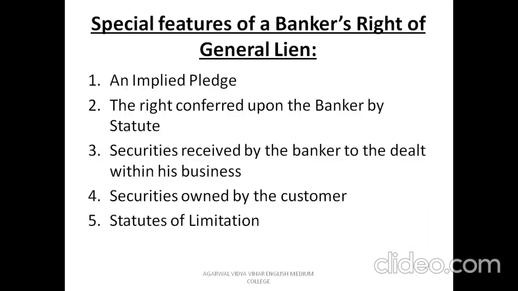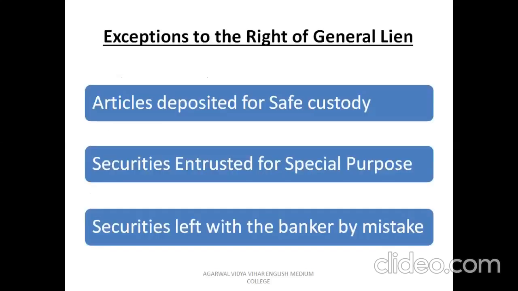Now this is all done about the special features of the banker's right of general lien. Then there are some exceptions to the right of general lien. As a banker, we say that in case of general lien, the creditor or the banker can take possession of any property which is registered with the name of the customer. But some exceptions are there in case of a banker as a creditor.